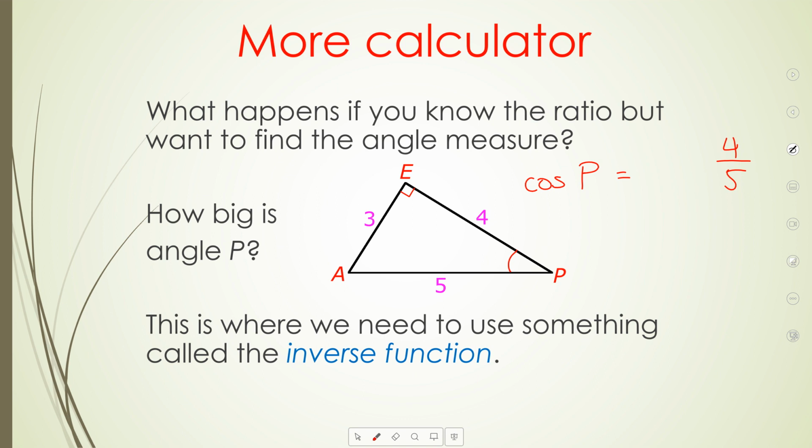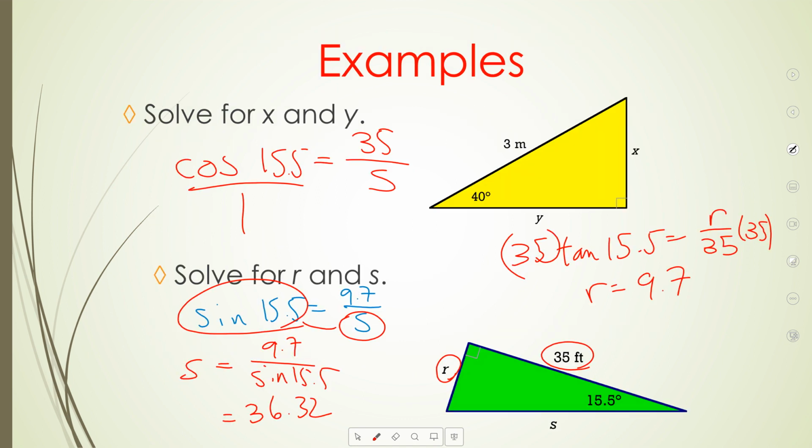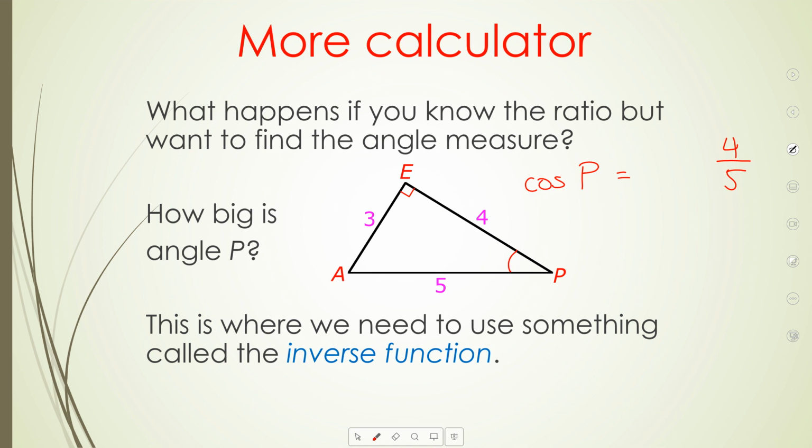Now, there's a reason why I left that big gap there. You'll see why in a second. So that's nothing new. The only difference between that and this is we don't know how big the angle measure is. If I'm going to figure out how big angle P is, I need to get rid of the cosine. How do I get rid of the cosine? I undo the cosine using the inverse cosine. I can't just randomly take the inverse cosine of one side. I have to take the inverse cosine of the other side.